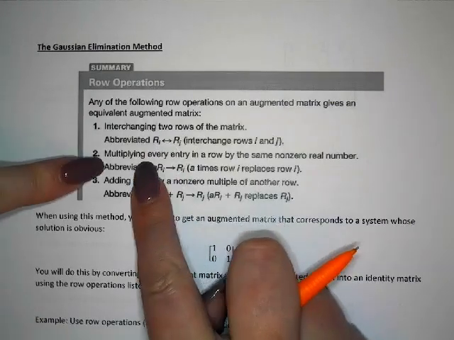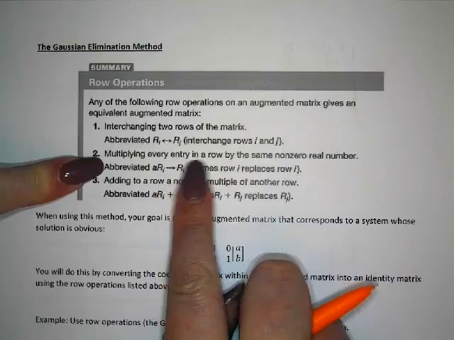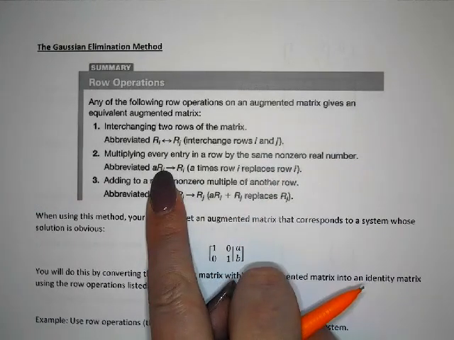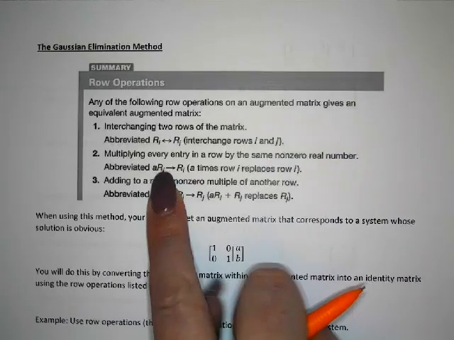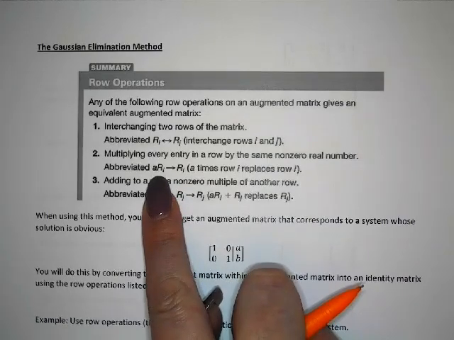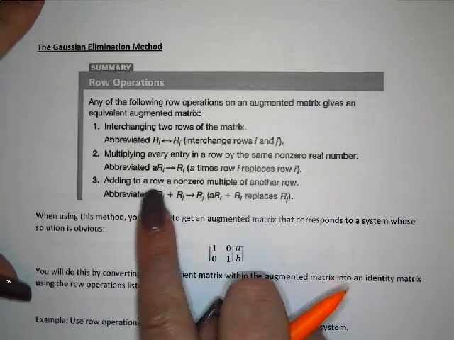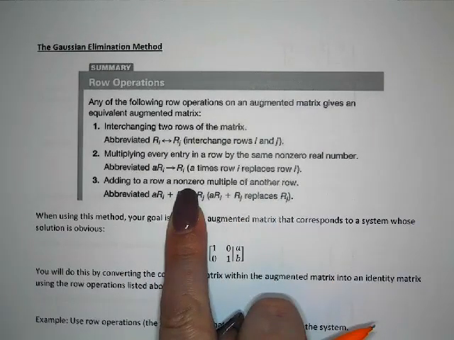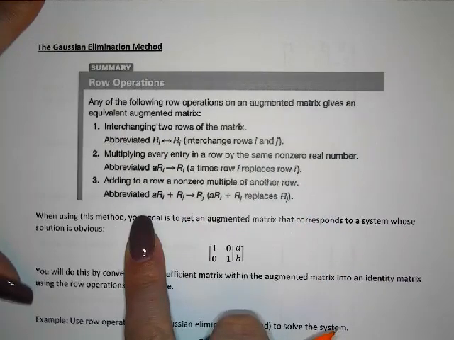You can multiply every entry in a row by the same number. So you could take row 2 and multiply every number in row 2 by 2. Or take row 3 and multiply every number in row 3 by a negative. And you can add to a row a non-zero multiple of another row. So what we could do is we could take row 3 and multiply it by 2. And then once we've done that, we could add it to row 1. So those are the different row operations we can do, and they'll be beneficial, as you'll see in a second.